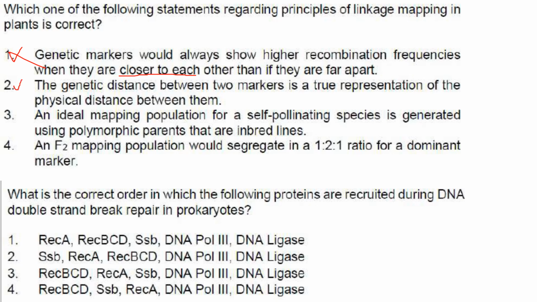An ideal mapping population for a self-pollinating species is generated using polymorphic parents that are inbred lines. Yes, inbred lines will naturally give rise to self-pollination.